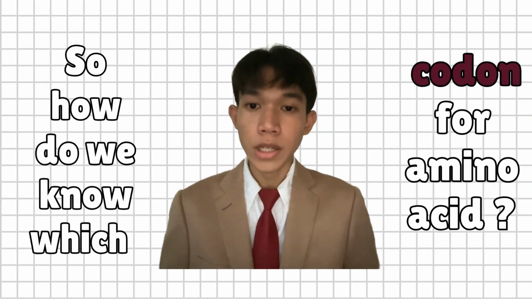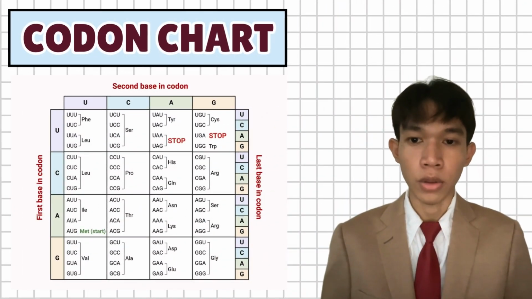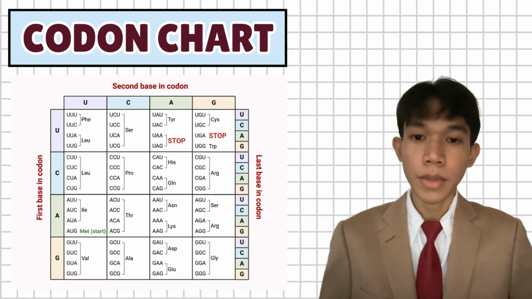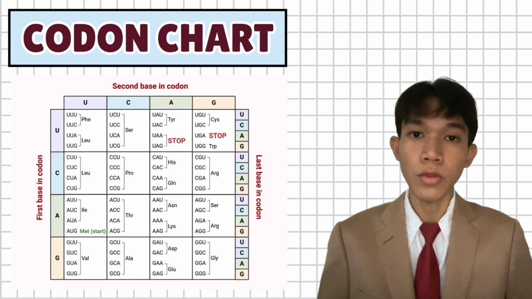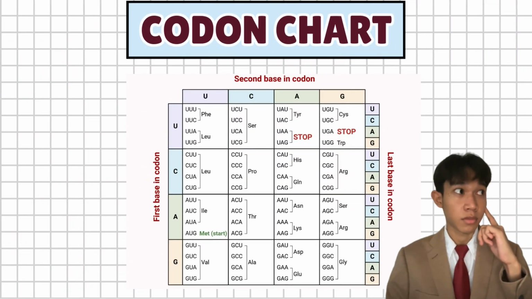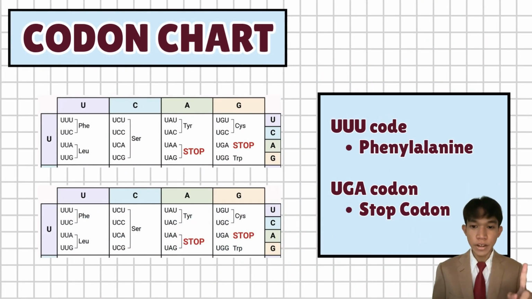So how do we know which codon codes for which amino acid? Scientists map it all out. Let's try this together. Look at your chart. Which amino acid does UUU code for? And what about UGA? Perfect! Notice that many amino acids have more than one codon. This is why the genetic code is called degenerate. It's redundant, which helps protect us from some mutations.